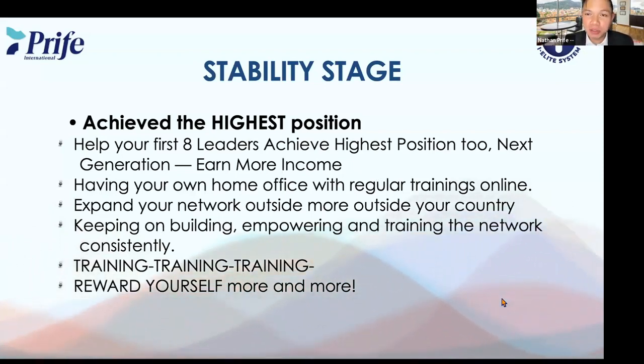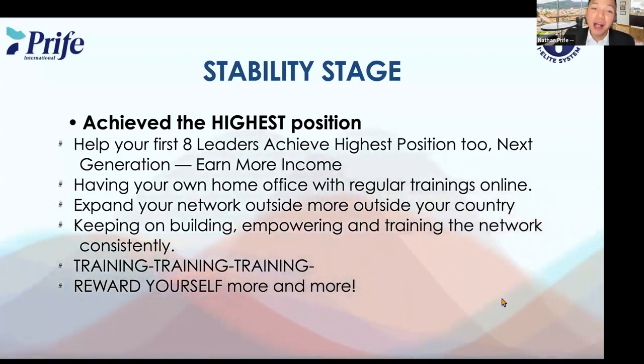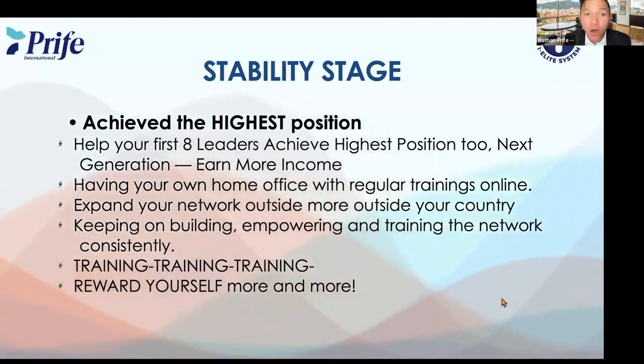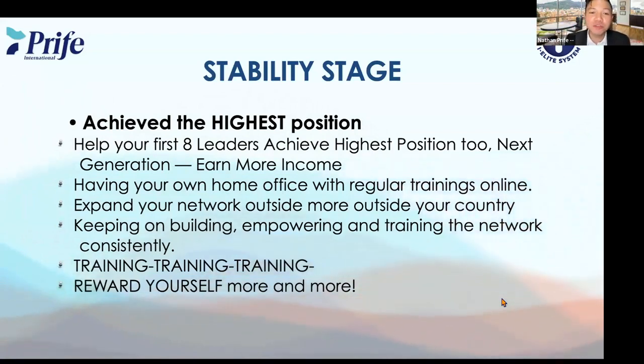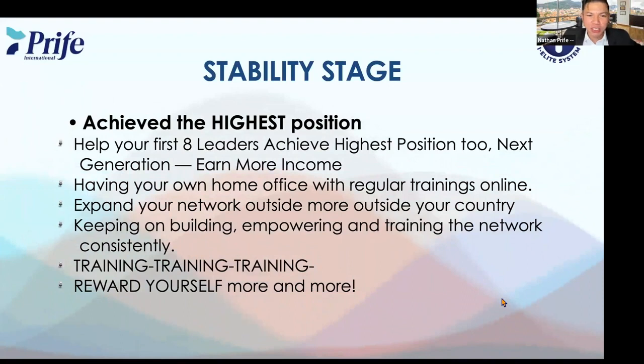Now, my sponsor, who is now the Crown Ambassador, is helping me achieve my goal to become a Crown Ambassador. She's helping me in many ways. She's helping me and my other teams and her direct leaders because she's already reached the stability stage. By this time, you can have your own office. You have your own trainings online. You expand your network even more outside your country. This is a great stage.